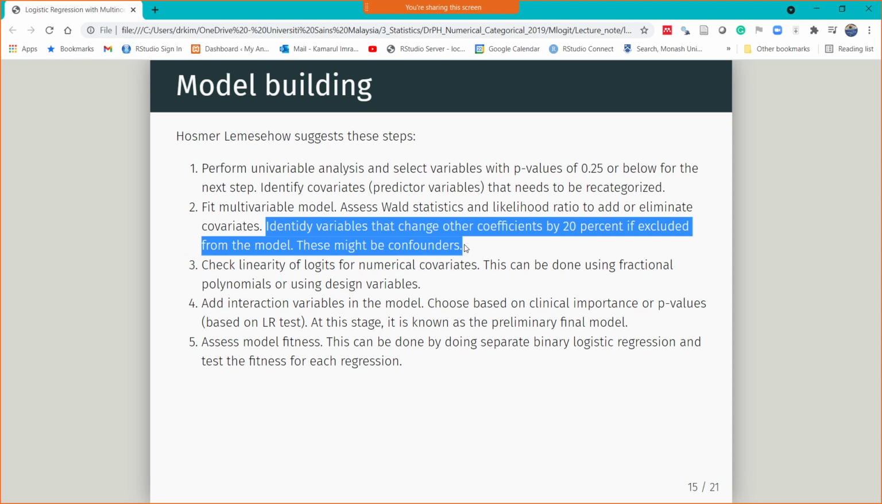To check this, we have a few methods. The two most commonly used methods are, one, by using design variables. That is, you categorize the numerical covariates into four categories, and then you plot the coefficient against the outcome and see whether they are linear or not. Secondly, by using fractional polynomial methods. This is recommended by, I forgot his name.